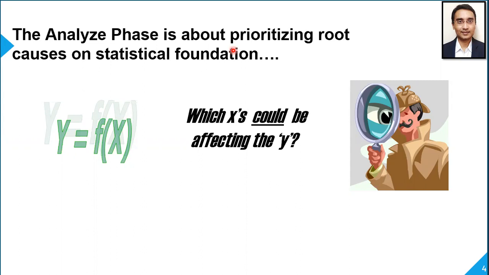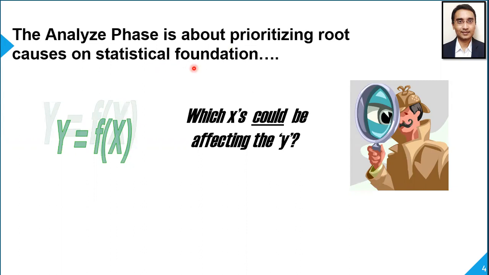We need to further prioritize already prioritized causes with the help of the CI matrix. What we did, we prioritized the causes. So from the list of prioritized causes, we will go one step ahead and again prioritize it. That's the two levels of prioritization. But this time we are going to do it through the statistical foundation.